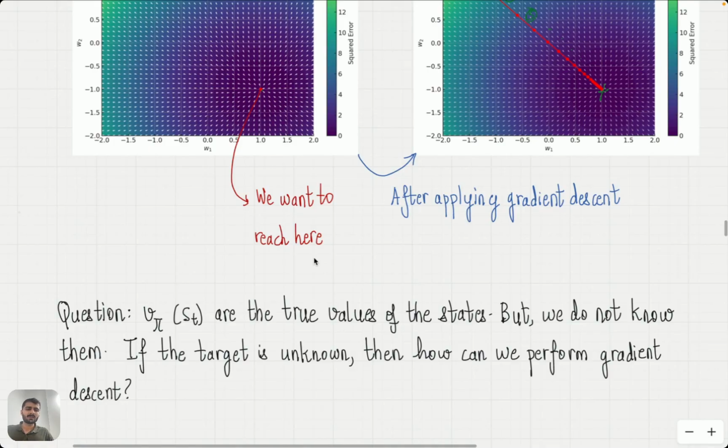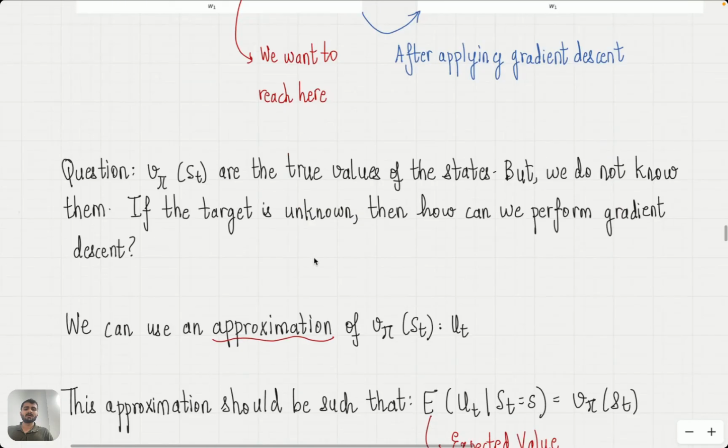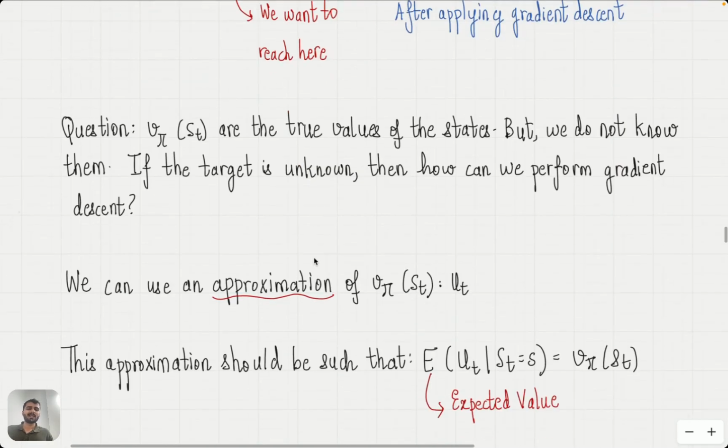I want you to pause over here and think, how can we provide an approximation to the value function? It is something which directly comes from the classical reinforcement learning methods which we looked at. Basically, what we want to do is find an approximation of the true values U_t such that the expected value of this approximation matches the true value function. So, whichever approximation whose expected value matches the true value function will do.